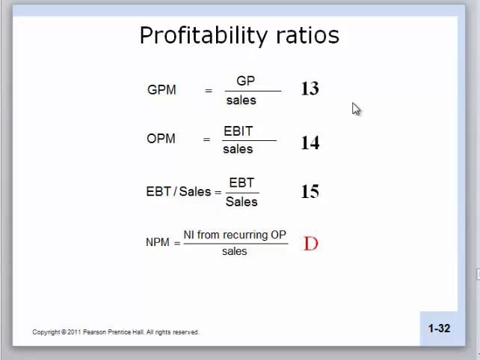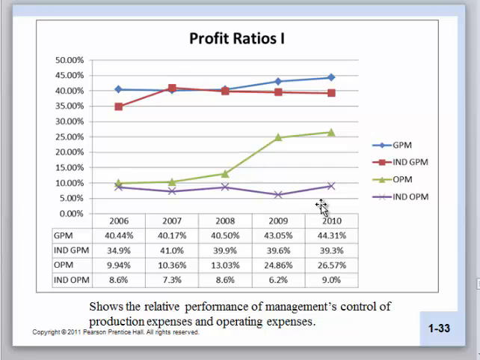EBT divided by sales, for all intents and purposes, essentially is the bottom line. If you notice down here, net profit margin is what we usually refer to as the bottom line. But as you'll see here, our industry ratios don't have net profit margin. They have this number. So we're going to be using number 15 here as our bottom line, in quotes, if you will, just to reflect the bottom line of profitability before we get money to our shareholders. So how do these ratios look?